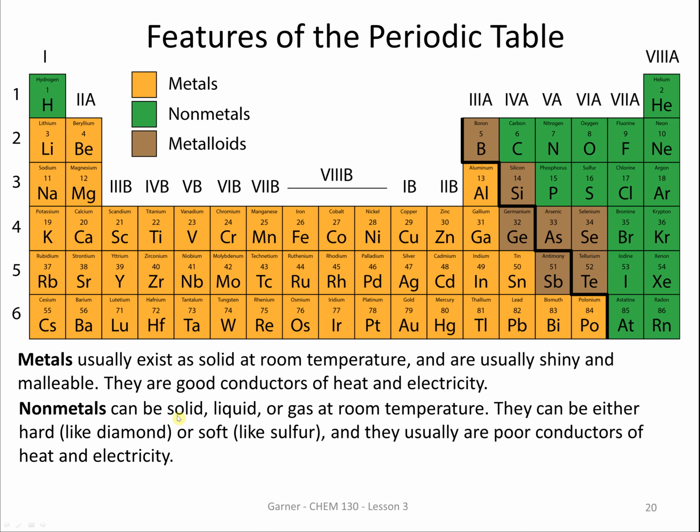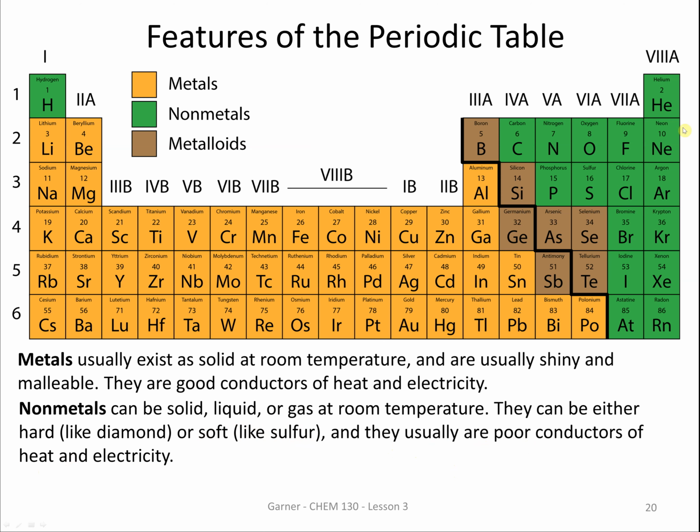So nonmetals are a little harder to pin down in terms of their properties. Some of them are solids, some are liquids, some are gas at room temperature, so they vary in terms of their physical states. They also vary in terms of their properties. They can be hard, like diamond, for example, is quite hard. Others are soft, like sulfur, which is fairly soft. But they do tend to be poor conductors of both heat and electricity, so that's pretty typical of most nonmetals.